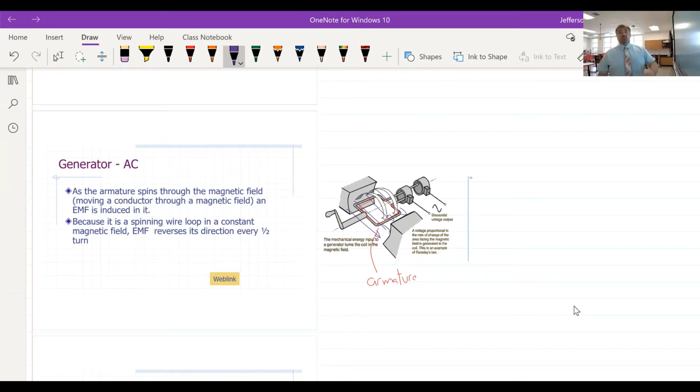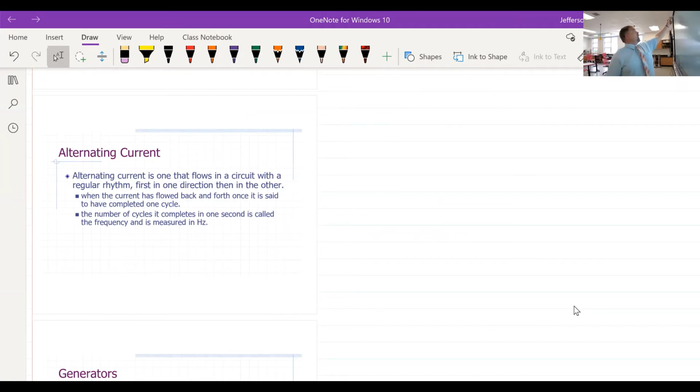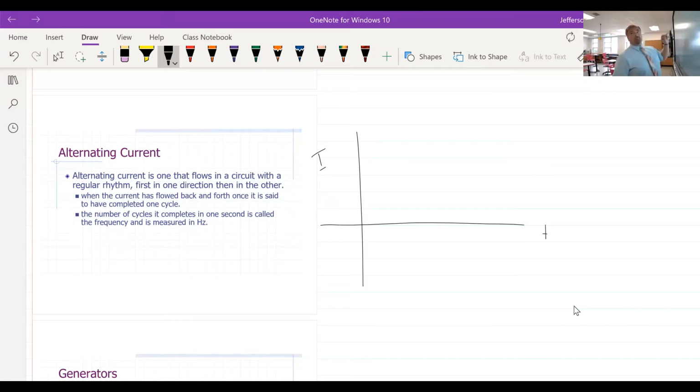But because it is spinning, every half turn it switches the direction. The other thing we need to remember is that when it cuts through perpendicularly, that's when we get a maximum amount of current. When it moves parallel, we get zero current. And so that current is going to fluctuate back and forth, and it's going to give us what's called alternating current.